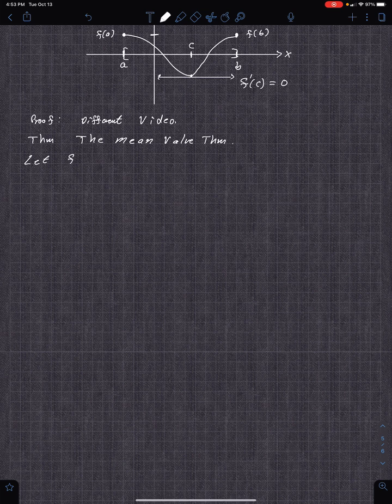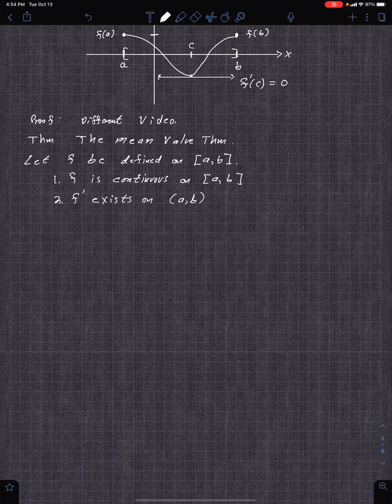So let f be defined on the closed interval from a to b, and then 1, f is continuous on the closed interval from a to b, and 2, f prime exists on the open interval from a to b. That's your hypothesis.